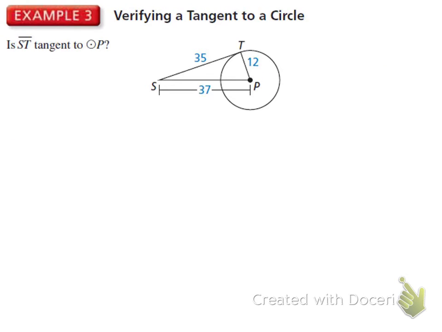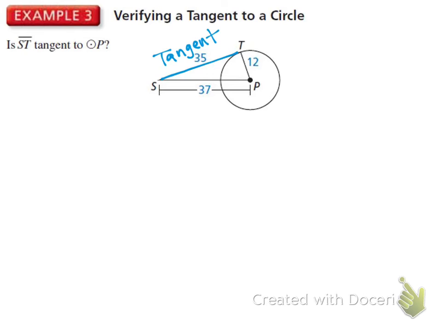So in this question, it says, is ST... Ms. Marshall? Yes, ma'am. Wonderful. Okay, is ST tangent to circle P? So go ahead and label ST. We're trying to figure out if this is tangent. If it is tangent, then the tangent line and the radius would be perpendicular. So we need to figure out if the tangent line and the radius are perpendicular.